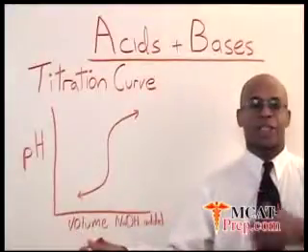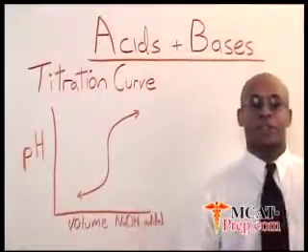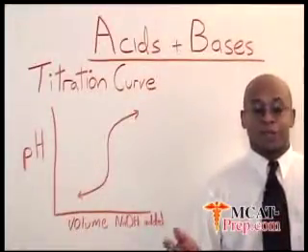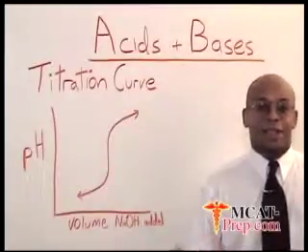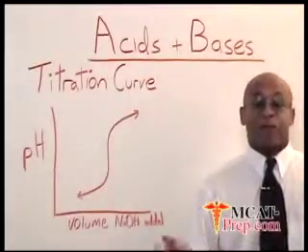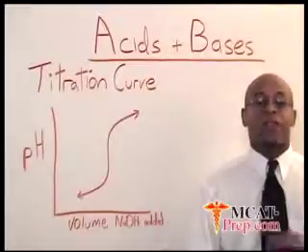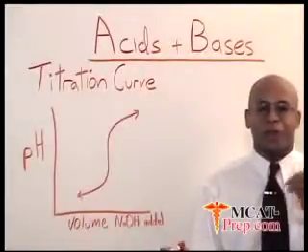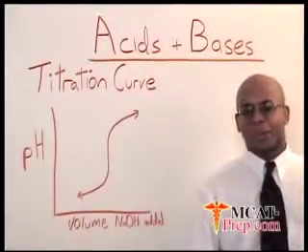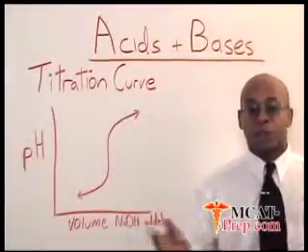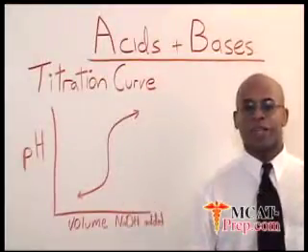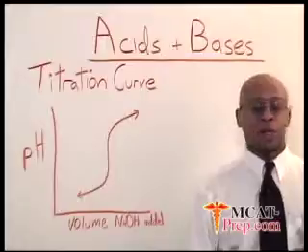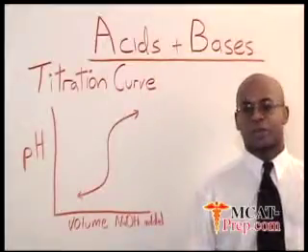So 10 to the minus 14, negative log of that, would give us a pH of 14. So a pH of 14 is essentially basic, very basic. There's a terribly small amount of hydrogen ion in that particular substance, and much more hydroxide ion concentration, which could be calculated as well through the pOH.